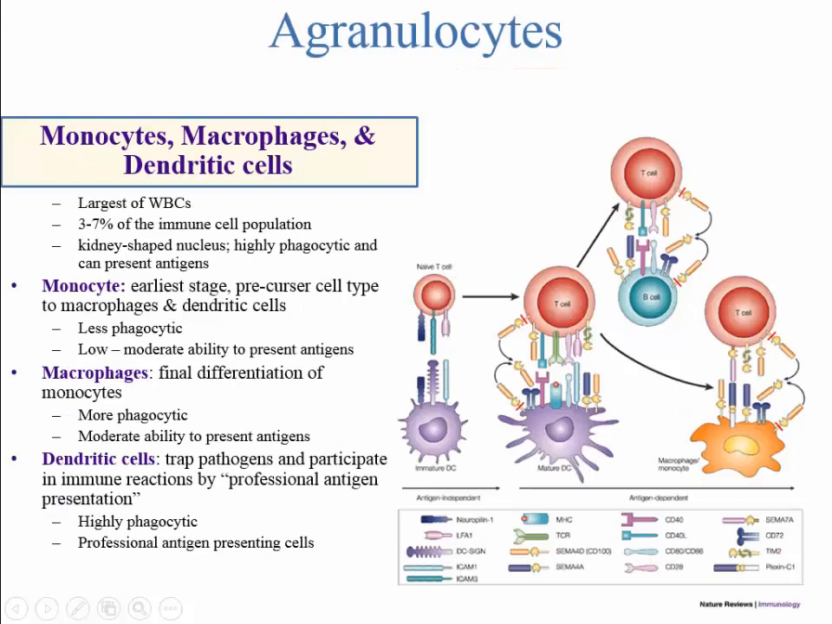Agranulocytes, or cells lacking granules that are part of the innate immune system, consist of monocytes, macrophages, and dendritic cells, of which we'll discuss further. Monocytes, macrophages, and dendritic cells are all the largest white blood cells that exist in the immune response. They tend to have a kidney-shaped nucleus and they're highly phagocytic. Monocytes are indeed the earliest stage and are precursor cells to both macrophages and dendritic cells.